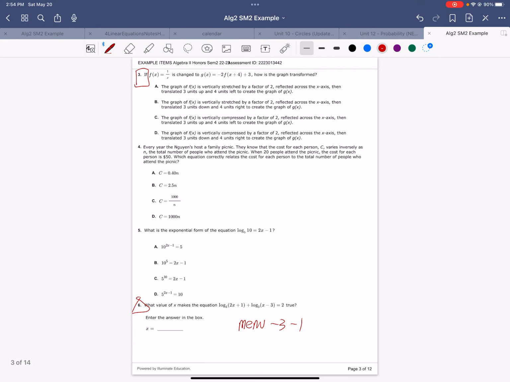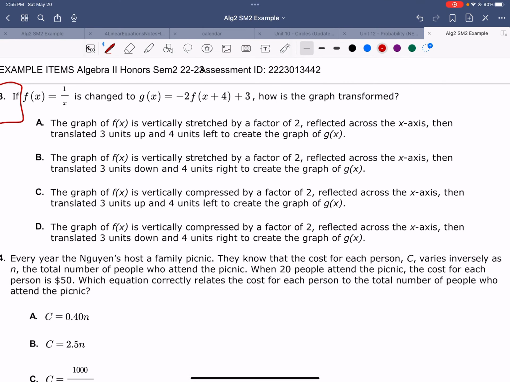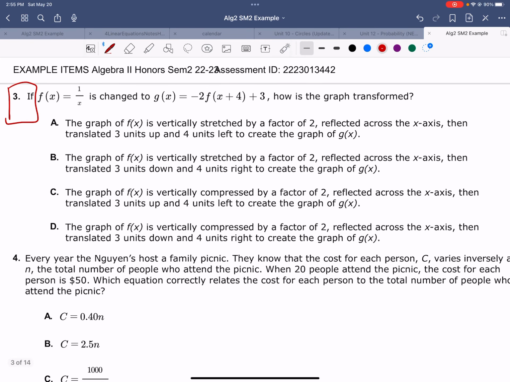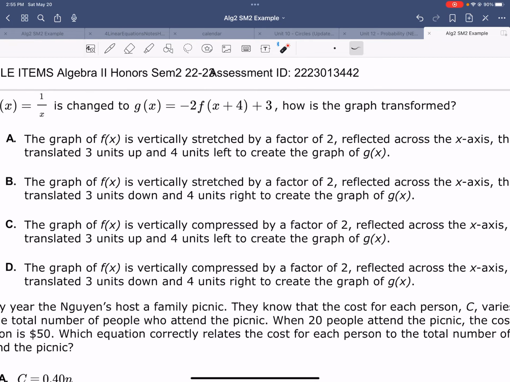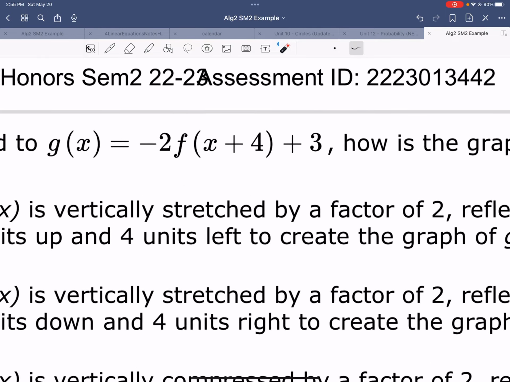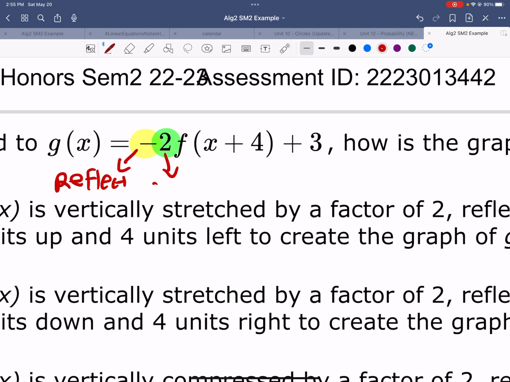So that's number 1. Number 3. Now, if f of x, which is 1 over x, is changed to this one, how does it transform? Since this one doesn't have a 1 and minus, you just explain what it is. It's very simple. First, negative 2. Here, negative and 2 are separate. Negative is what? Reflect. And 2 is bigger than 1, so it's a stretch.